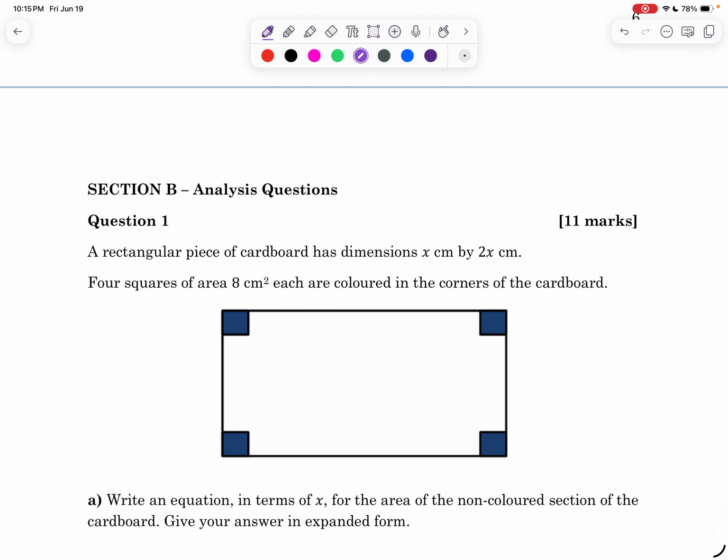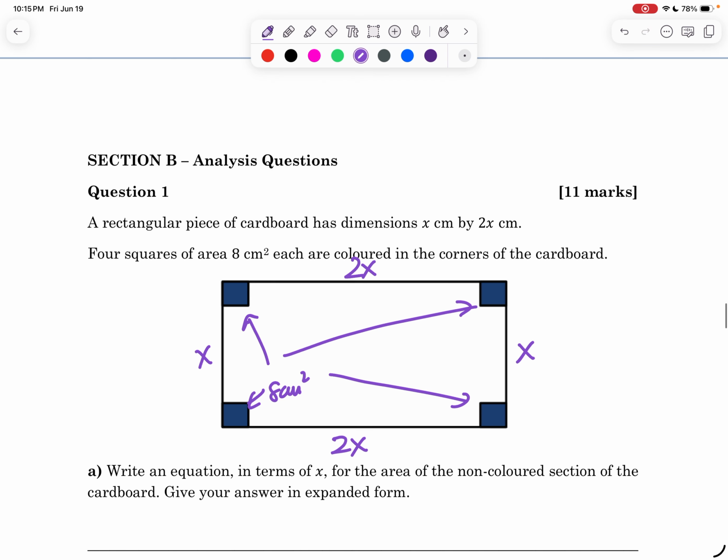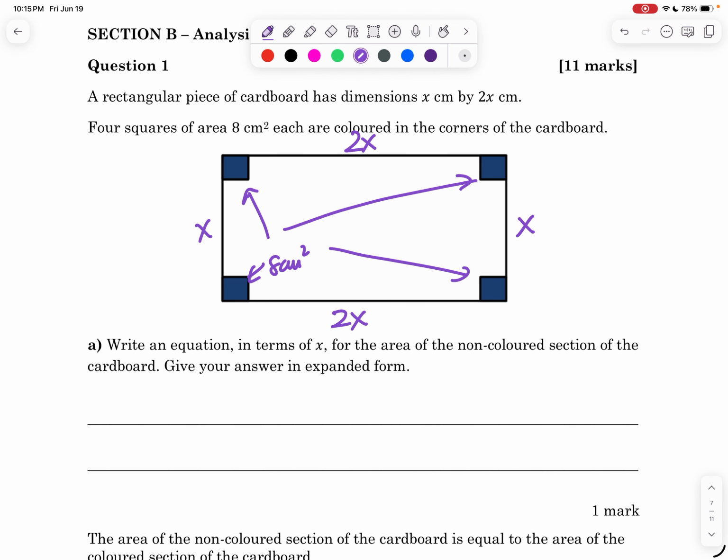Okay, a rectangular piece of cardboard has dimensions x by 2x. So x, 2x, x, 2x. 4 squares of area 8 centimeters squared each. So 8 centimeters squared. Same, same, same. Write an equation in terms of x for the area of the non-colored, so this white section.